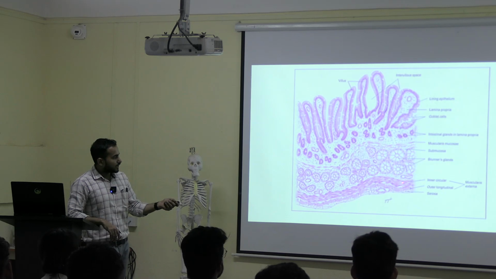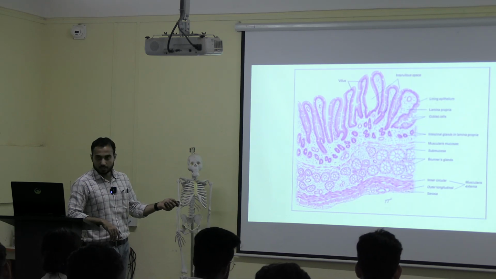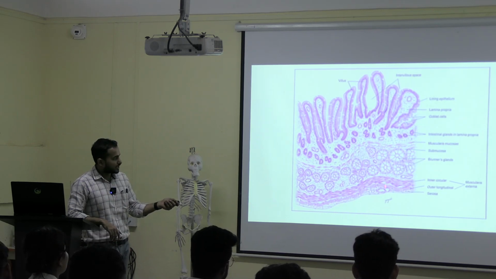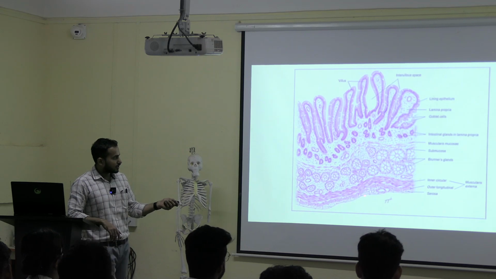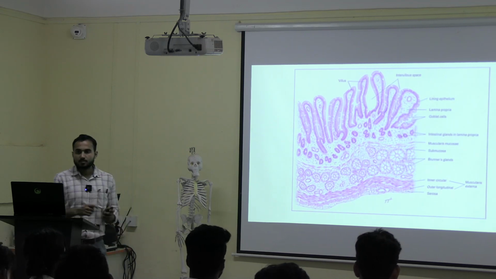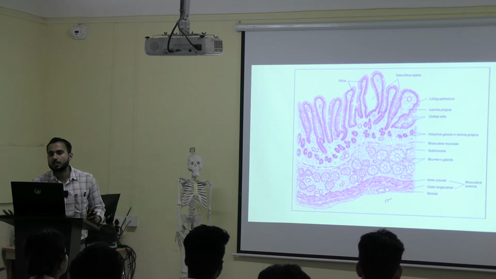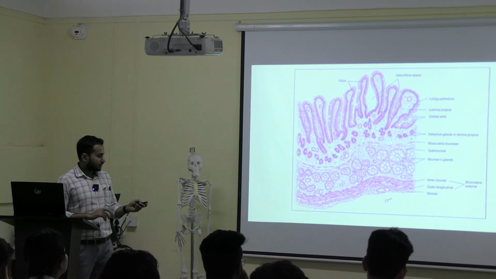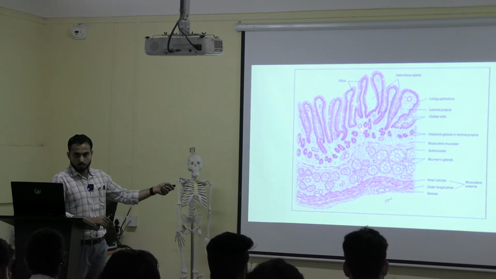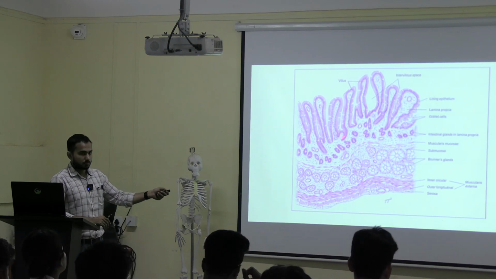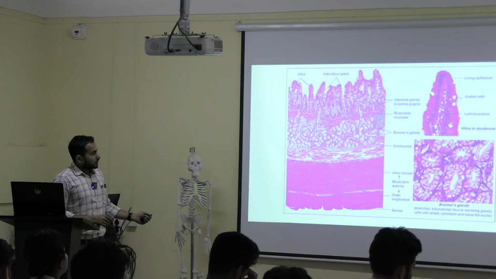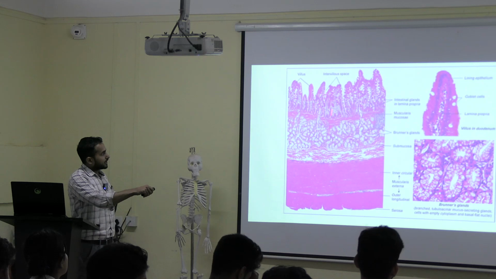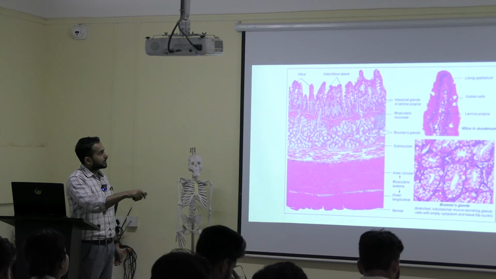If you go below, which layer is this? Muscularis externa. In muscularis externa you can see two distinct layers followed by the serosa. So this diagram is for which part of the small intestine? Duodenum. This you have to draw. This is under low magnification and this is under high magnification.